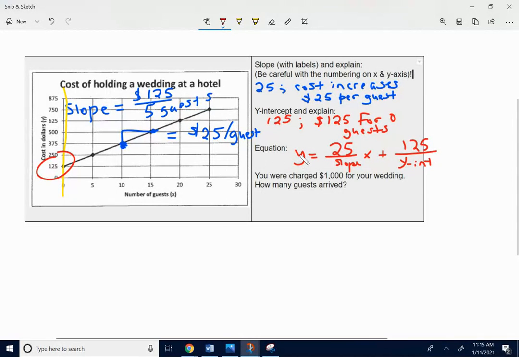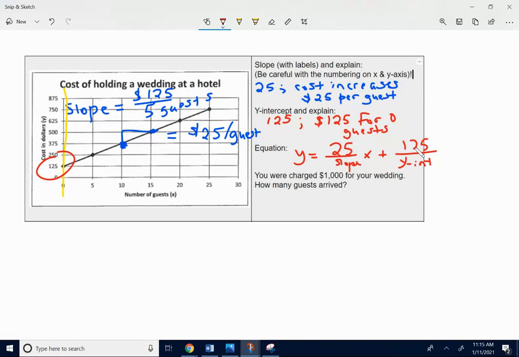Y is the dollars. That's the label on the y-axis. X is the guests. So what this equation is telling us is that the cost, Y, always equals $25 per guest plus the $125 they charge you right away, the initial amount.